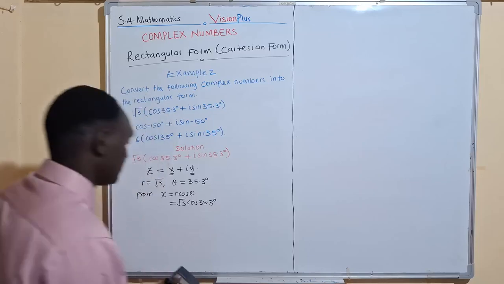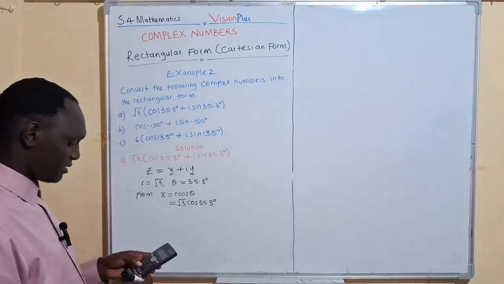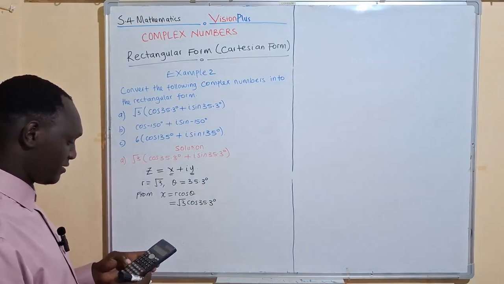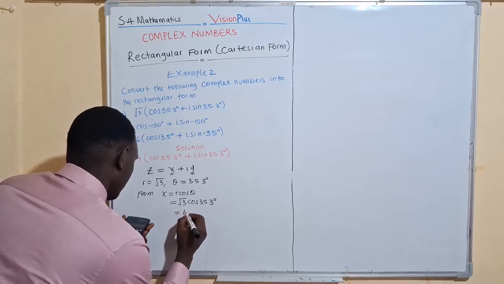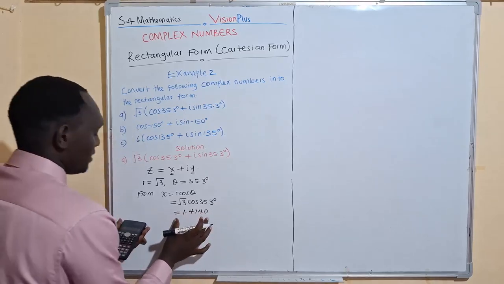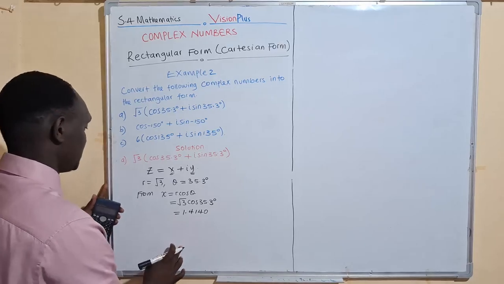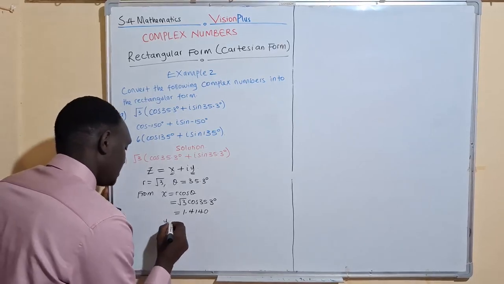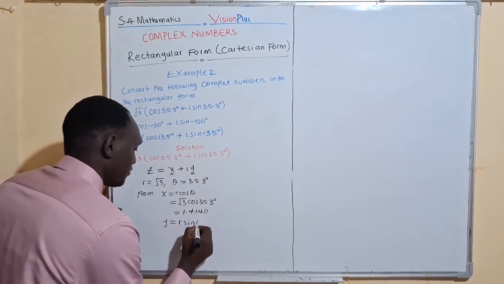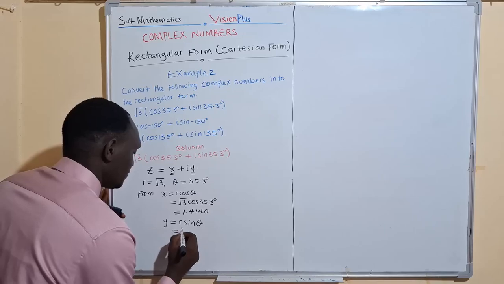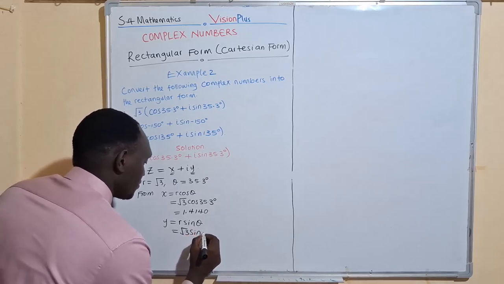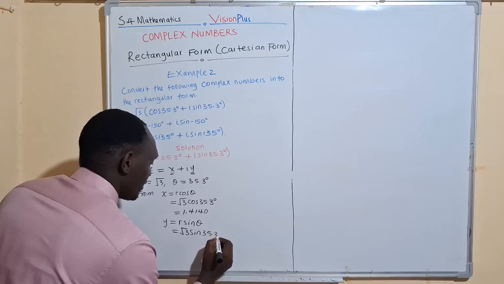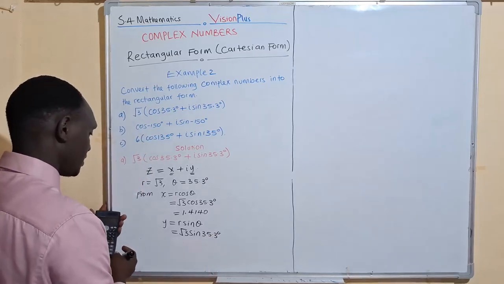And then we use the calculator. Root of 3 cosine of 35.3. I'm getting 1.4140. This is to 4 decimal places. And then we also know that y is given by r sine of theta. That means we shall have root of 3 sine of the same angle, 35.3 degrees.